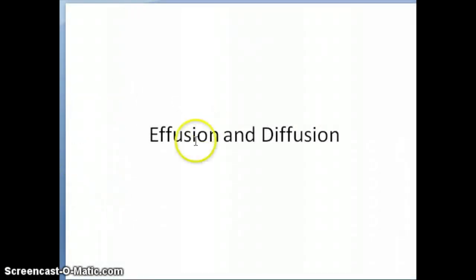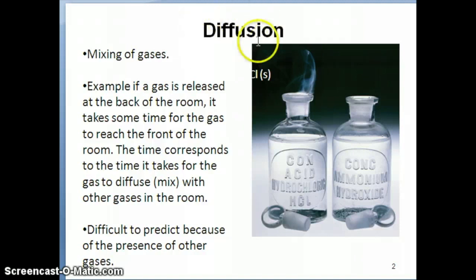In this video, I'm going to be talking about a couple of related phenomena for gases called effusion and diffusion. Let's start with diffusion first. Diffusion is the term that we use when we're talking about mixing of gases.